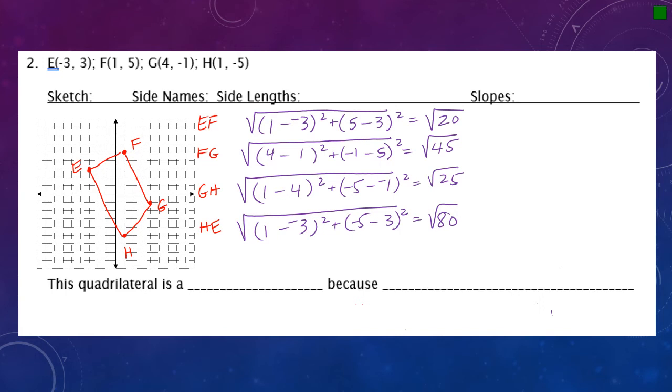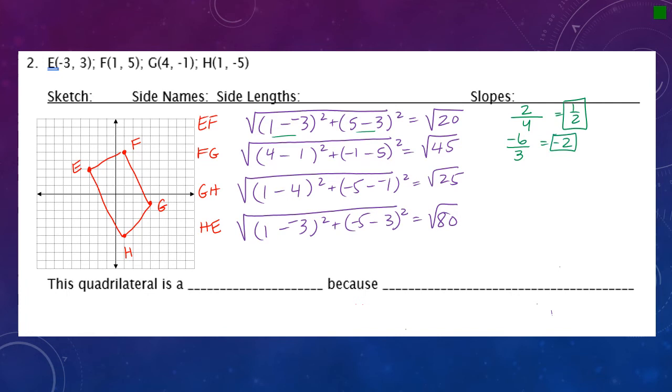If it's just a generic quadrilateral, then the sides won't be parallel. So here we go. We can do the shortcut again, and this time I might even take it a step further, and we can actually simplify the numbers before we put them into the fraction. So 5 minus 3 is 2, 1 minus negative 3 is 4, so that reduces to 1/2. All right, my next slope, negative 1 minus 5 is negative 6, 4 minus 1 is 3, so this comes out to be negative 2.